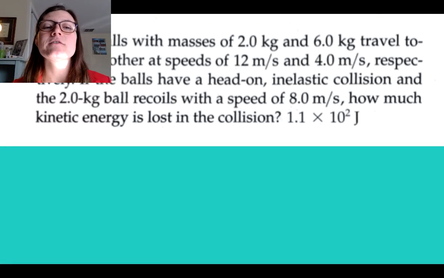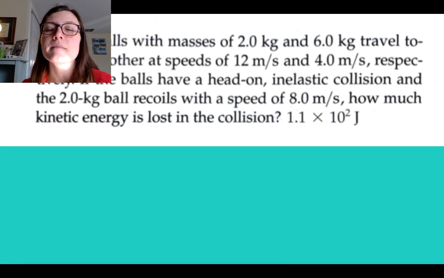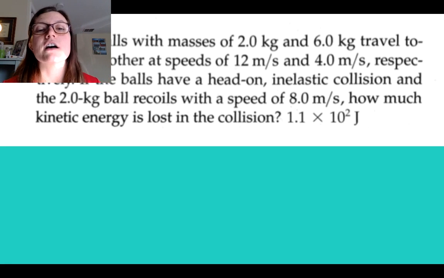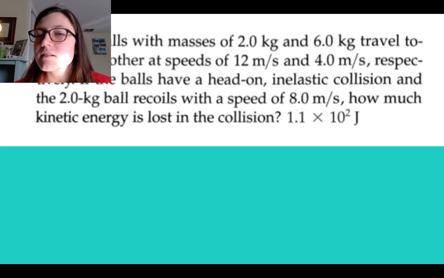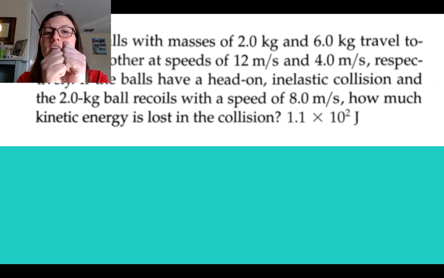Okay, so number 70 states, and again, this is on page 214 in your textbook, 2 balls with mass 2 kilograms and 6 kilograms travel toward each other at speeds of 12 meters per second and 4 meters per second, respectively. That means the 2 kilogram object is moving 12 meters per second, and the 6 kilogram object must be moving at negative 4 meters per second in order for them to collide. They must be moving in opposite directions in order for a collision to occur. Okay, so far so good.